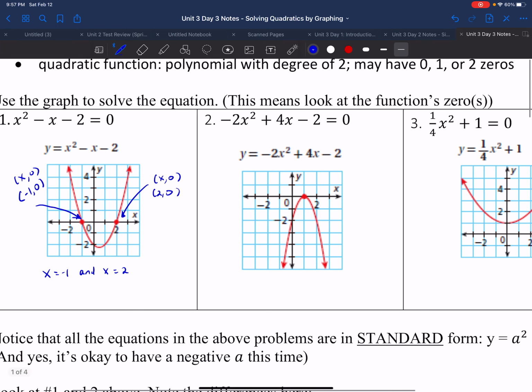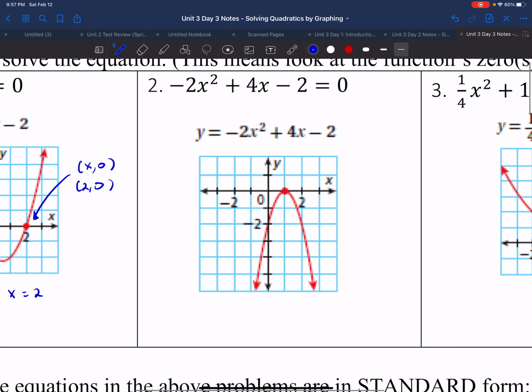Number 2, we have -2x squared plus 4x minus 2. Without having to factor and set it equal to 0, all we're doing is looking at the graph where the line crosses the x-axis, and we can see that it crosses over here, at x equals 1. So this is our answer.